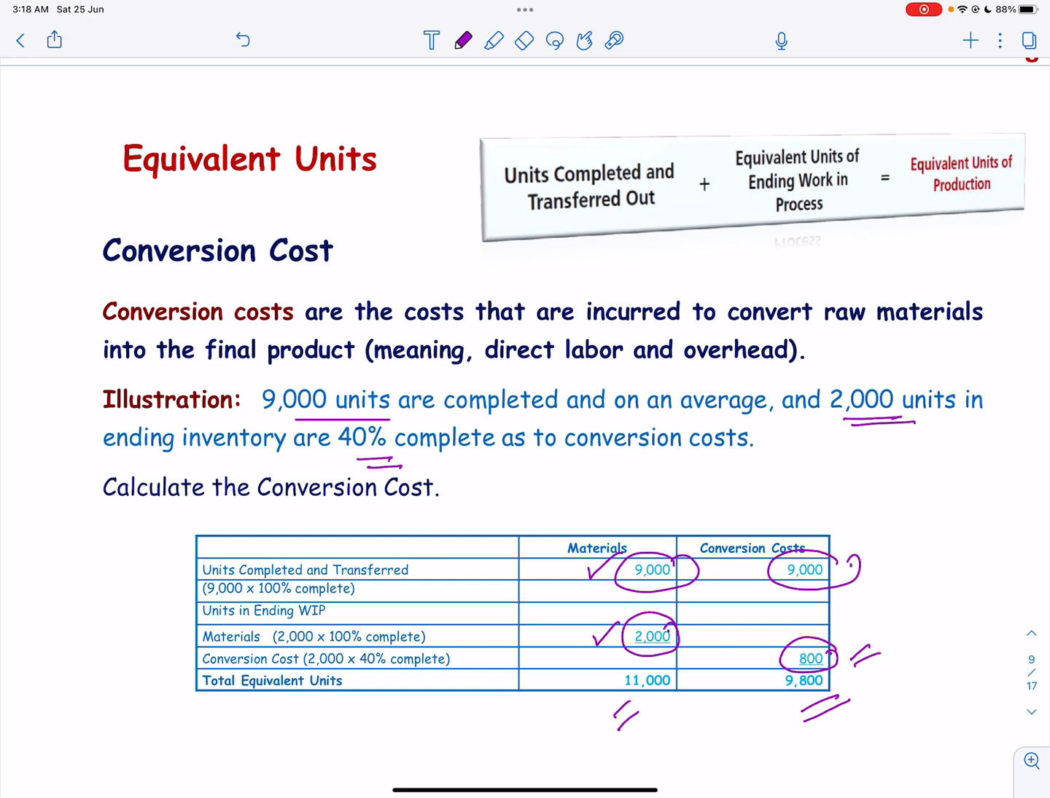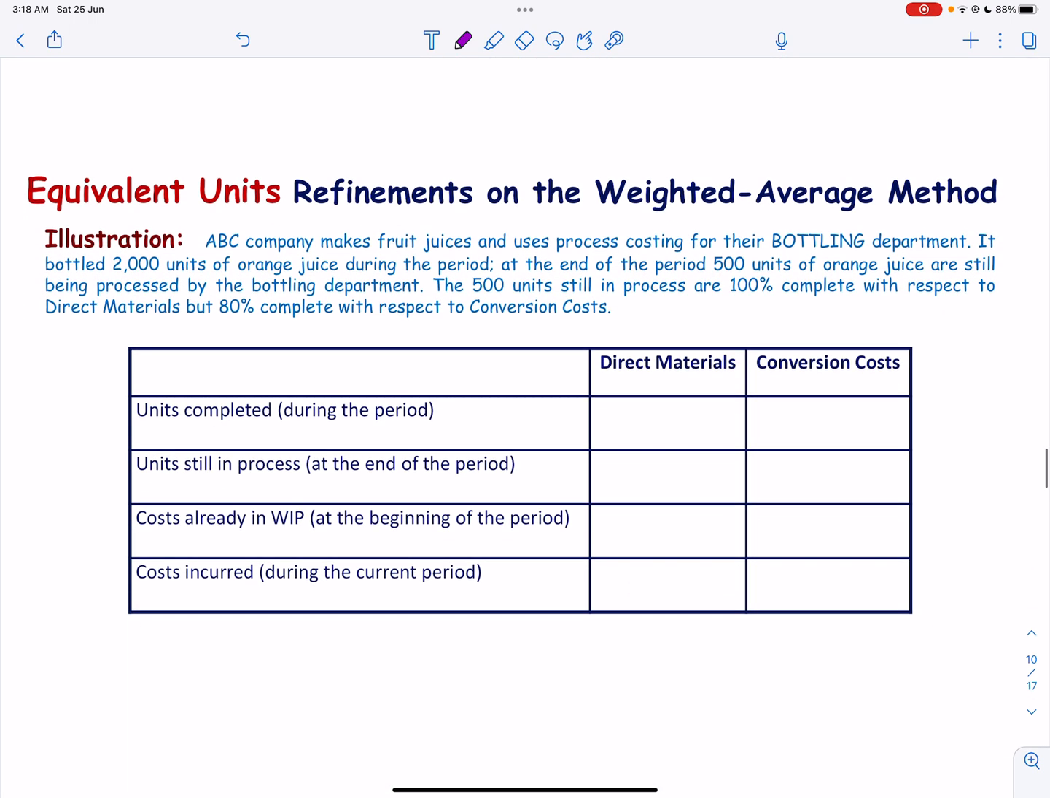Let us now look into an example on how to calculate cost per equivalent unit for a company that uses the weighted average method of process costing. Now, ABC company is a manufacturer and they use process costing for their bottling department. Although in real life, companies that use process costing usually have a lot of different departments and the cost flows from department to department, to make this example simple, let's just focus on only one department.